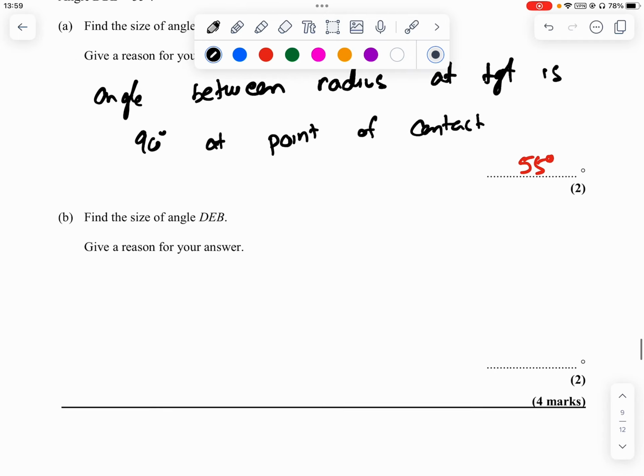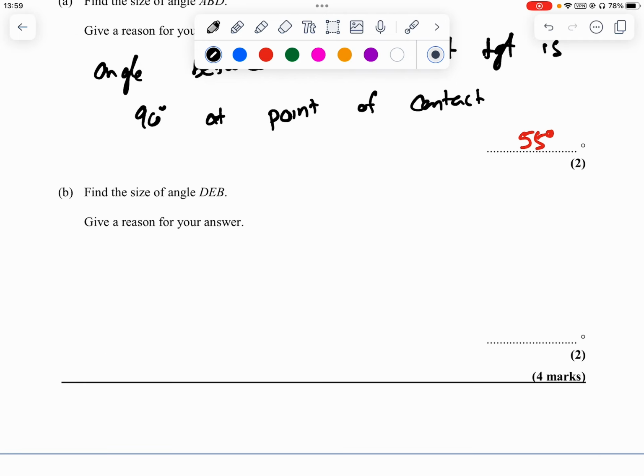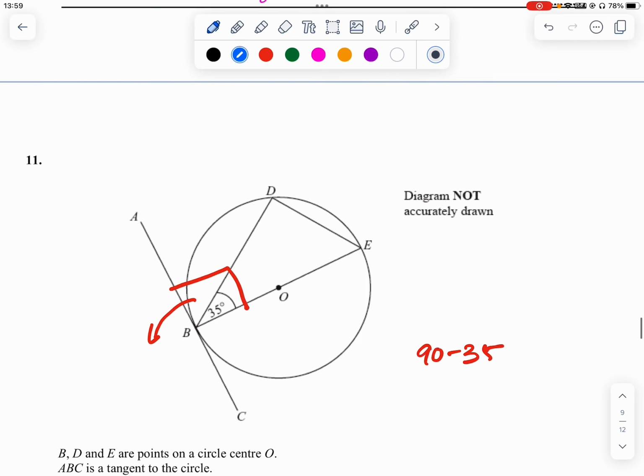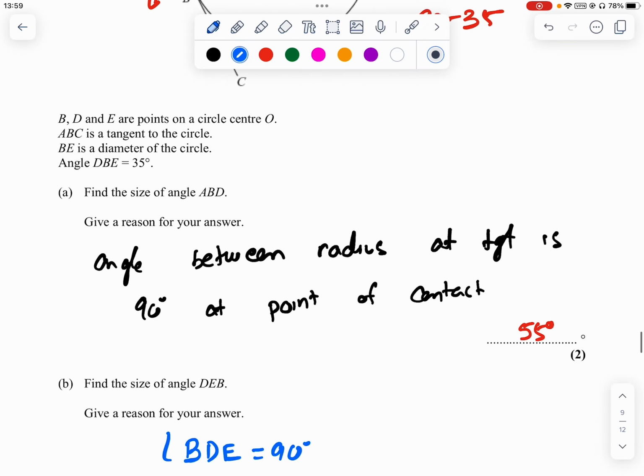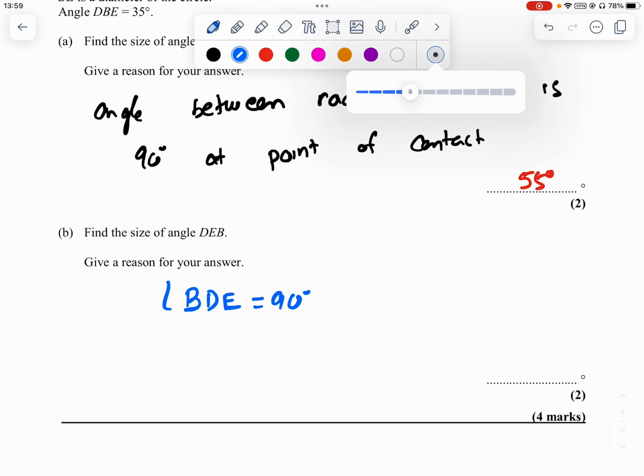Find the angle DEB, giving your answer. So angle BDE equals 90. Why does angle BDE equal 90? Because the angle in a semicircle is 90 degrees. So the reason I am going to write out is: angle in a semicircle.